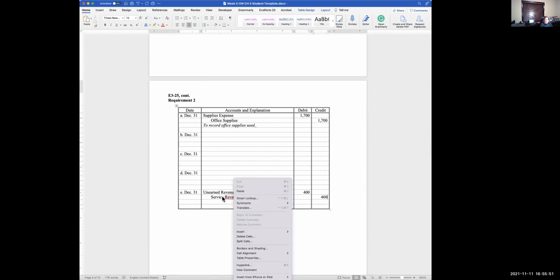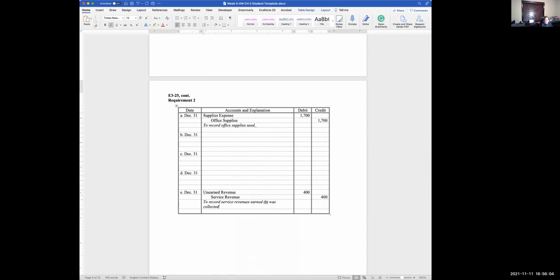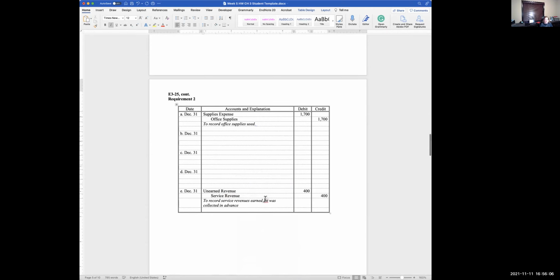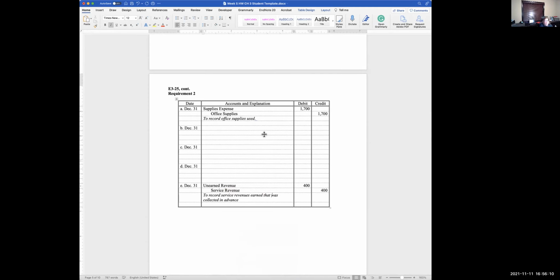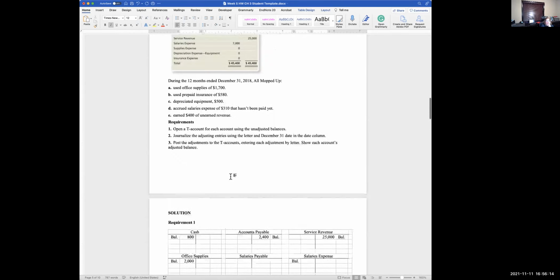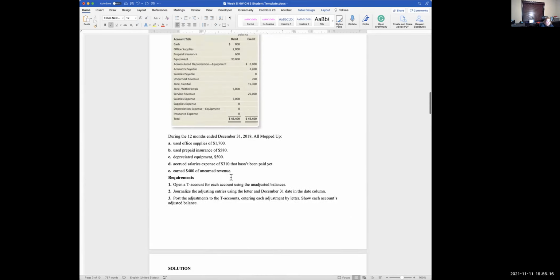And it helps if I spell it correctly. And then right here, we're going to say to record service revenues earned that was collected in advance. And we'll add that here. Perfect. So that's your requirement 2. So you're going to fill in the other 3, and hopefully that will help. And so you'll go through that.